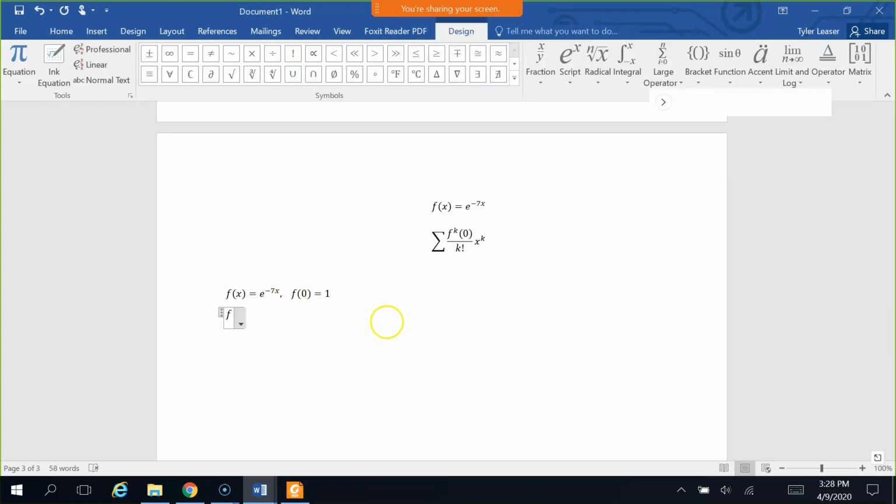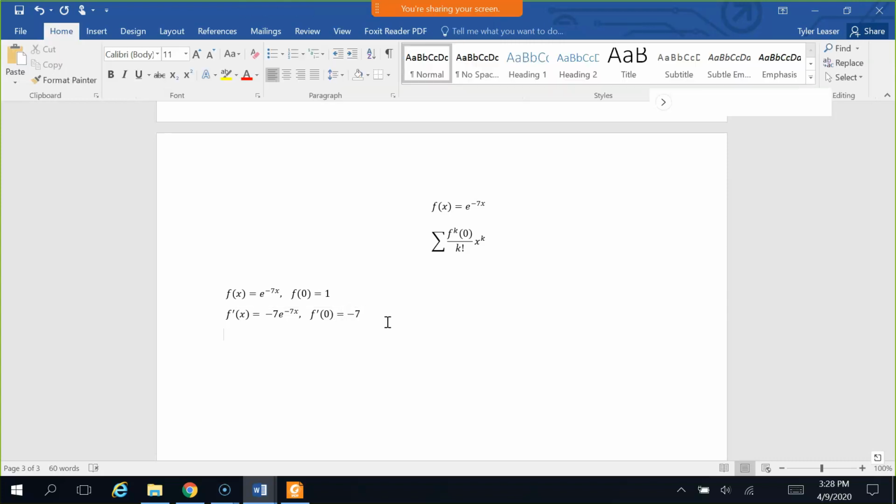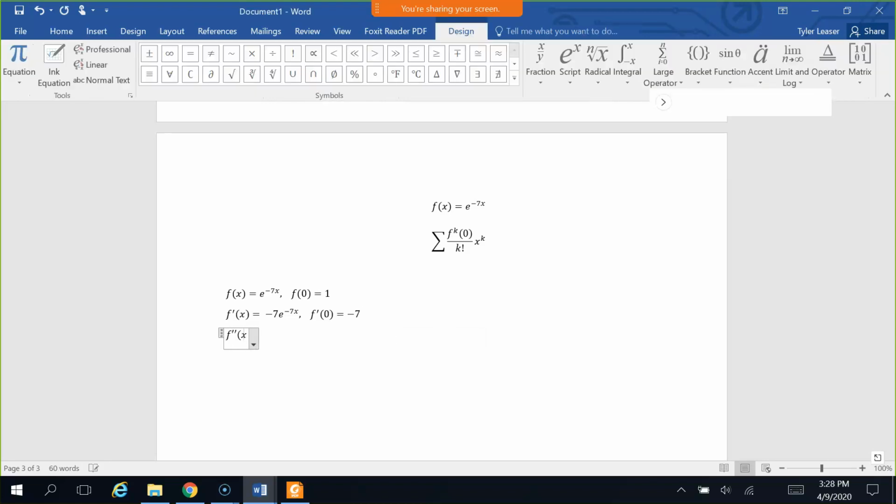Then I would take a derivative. Taking the derivative of e to the negative 7x gives us negative 7e to the negative 7x. But again, I don't really care about that. I want to know what happens when I plug 0 into it, and that spits out negative 7. Maybe a couple more. Take the derivative again, I get 49 e to the negative 7x.